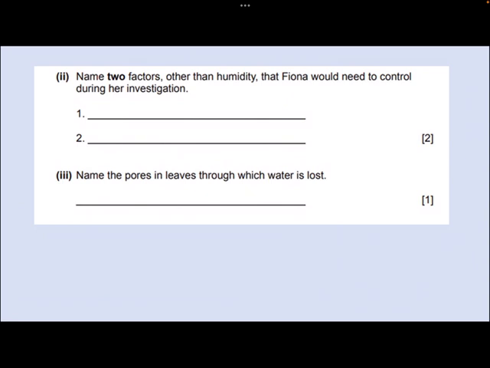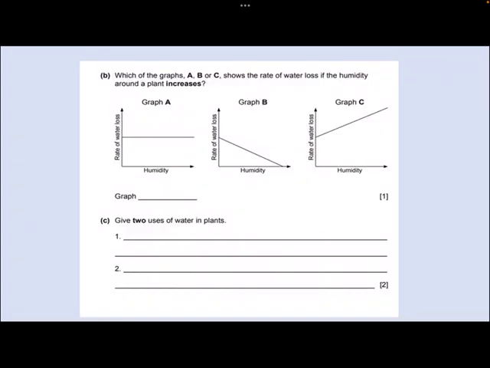Name 2 factors other than humidity that Fiona would need to control during her investigation. Well, other things that will affect the rate of transpiration will be temperature or air movement. Name the pores in the leaves through which water is lost. Stomata. Which of the graphs A, B or C show the rate of water loss if the humidity around a plant increases? So if humidity increases, there's more water in the atmosphere. So that means that the rate of transpiration decreases. So the graph would be graph B.